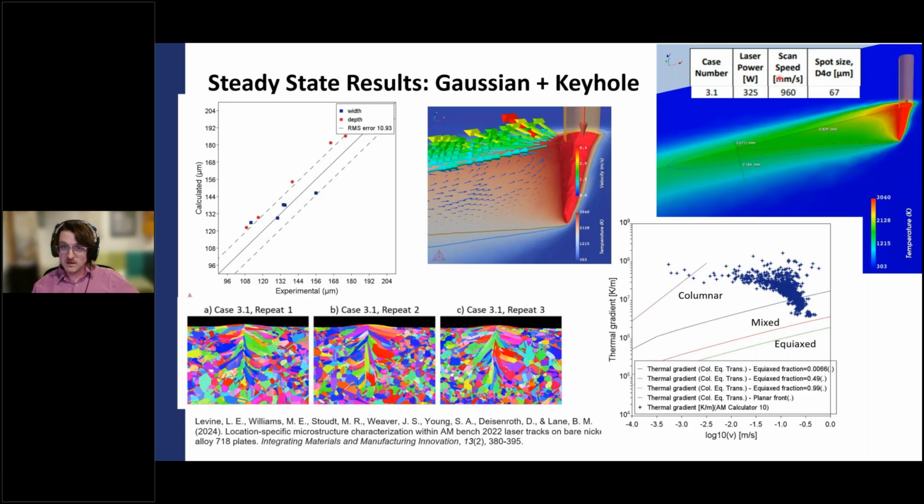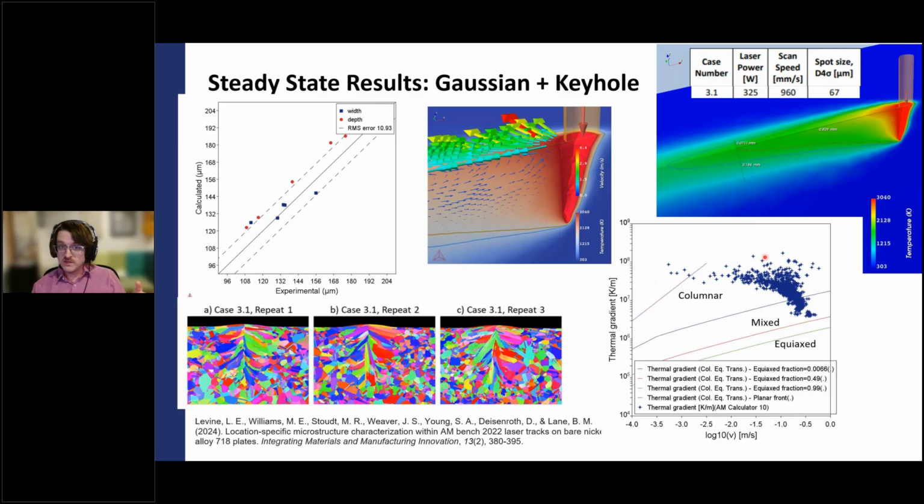So these pictures here come from this particular case where we have a high power, 325 watts and 960 millimeters per second. And that's great. And we also have these vectors that kind of show the fluid flow, because we also have the fluid flow model turned on.